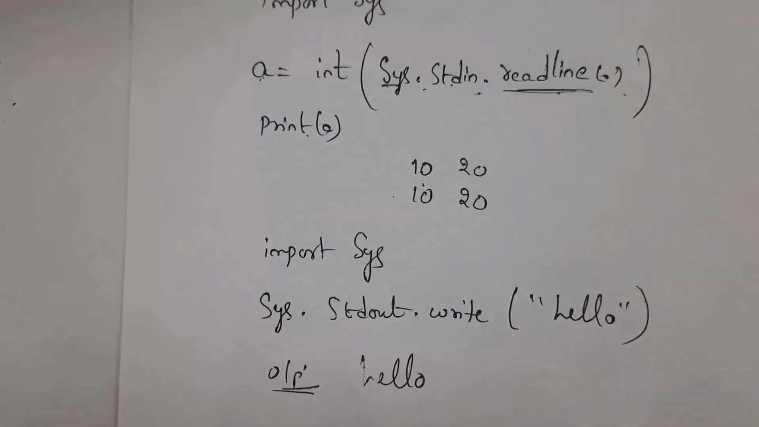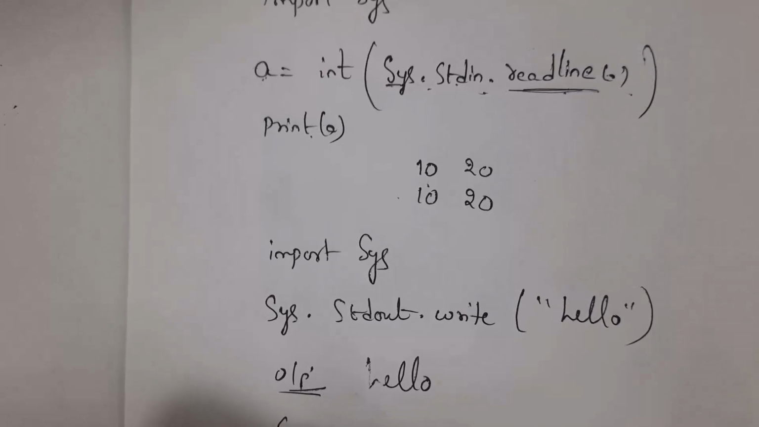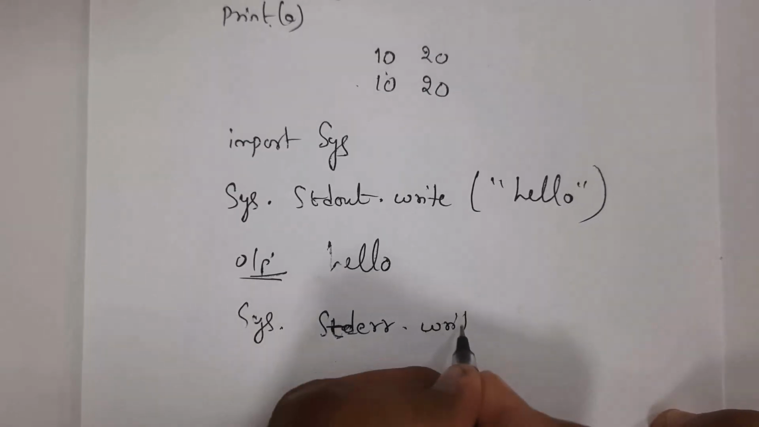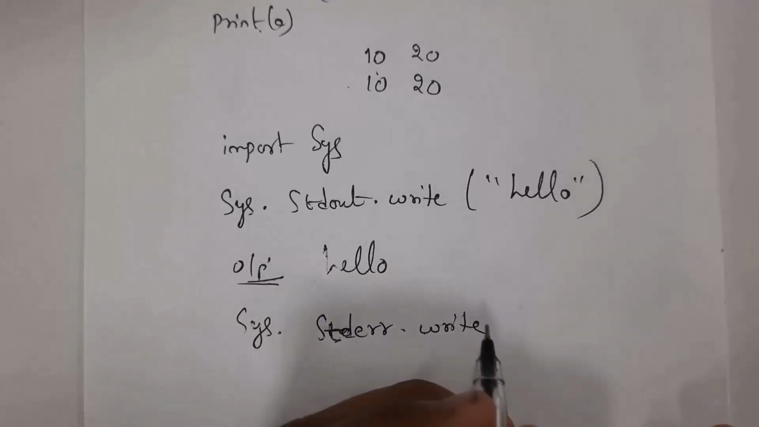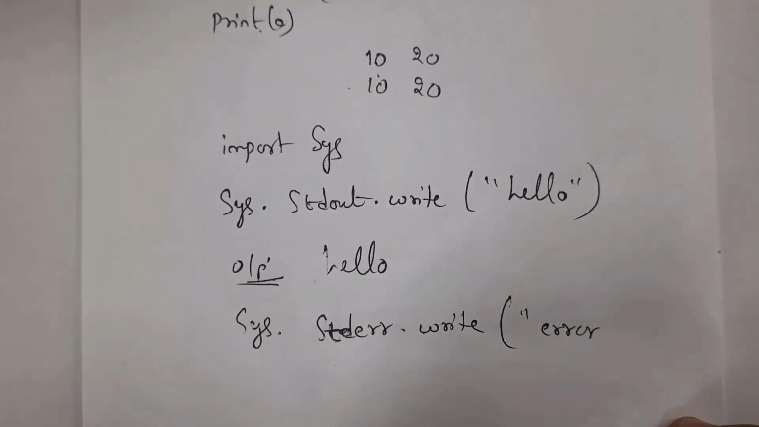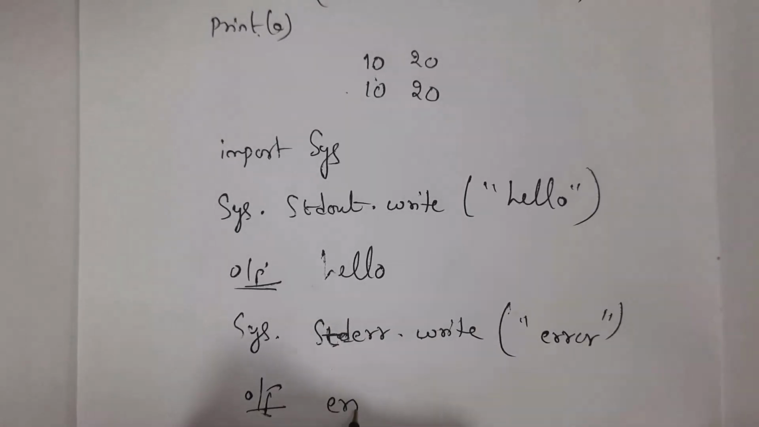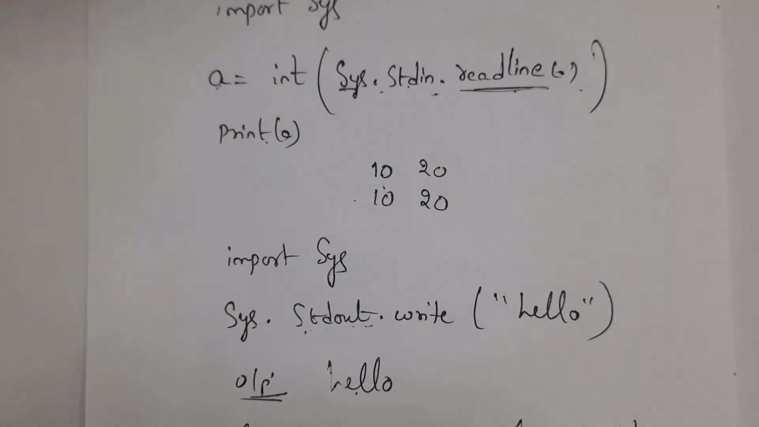Next I will explain the use of stderr, that is nothing but standard error. After importing sys, just write here sys.stderr.write. I want to display output, so just write here write. Inside write I am writing text. You can give any text. For example, I wrote here error. So whenever you run this line of code, you will get output error. You will get output in red color. And for stdin, we need to use the readline method, whereas for stdout and stderr, we need to use the write method.